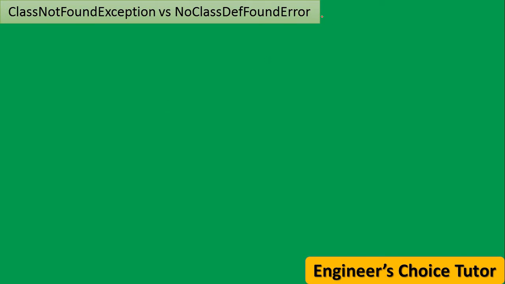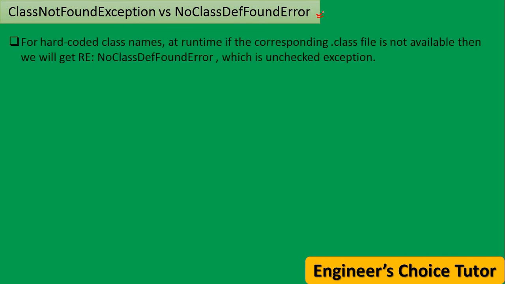In today's lecture, we are going to see the difference between ClassNotFoundException versus NoClassDefFoundError. Okay, what is the difference between these two things? That is ClassNotFoundException and NoClassDefFoundError. So, for hard-coded class names at runtime, if the corresponding .class file is not available, then we will get the runtime error, that is NoClassDefFoundError, which is an unchecked exception.